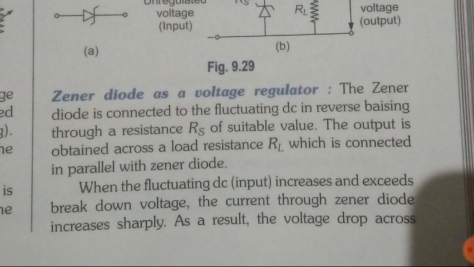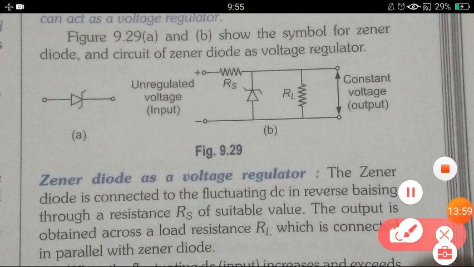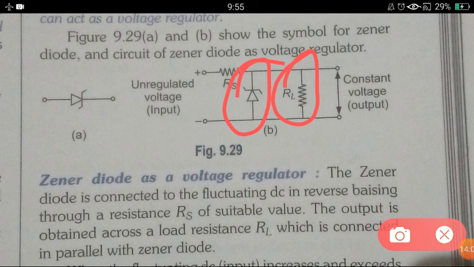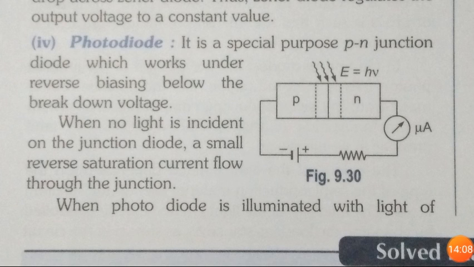And how does it work? The Zener diode is connected to the fluctuating DC in reverse biasing through a resistance Rs of suitable value. The output is obtained across a load resistance RL which is connected in parallel with the Zener diode. So this thing you must remember, that whatever load resistance is there, it is connected in parallel with the Zener diode.